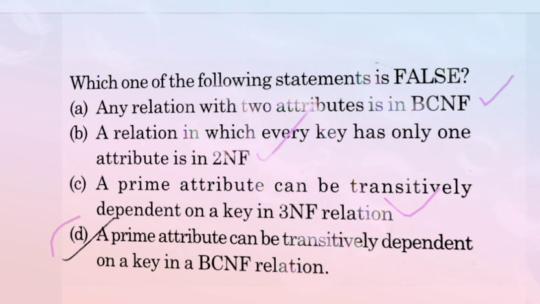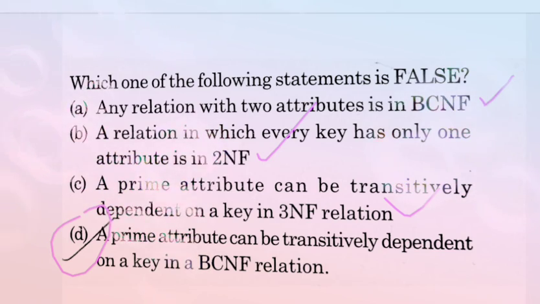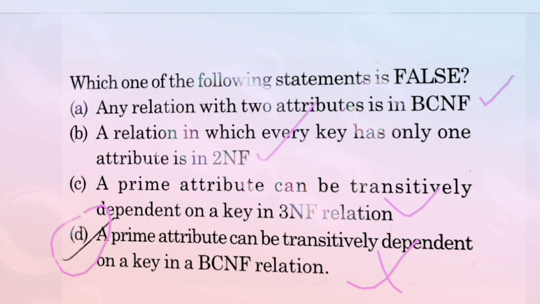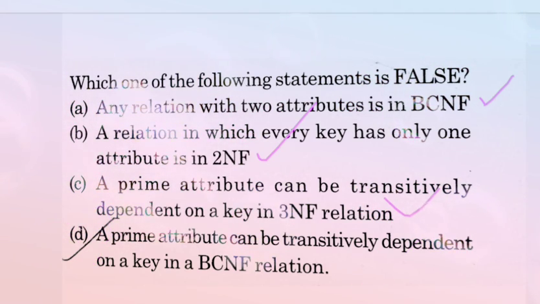Now the last option, which must be false: a prime attribute can be trivially dependent on a key in a BCNF relation. No, it is a false statement. So option D is the correct answer for this question. Now come to the next question.